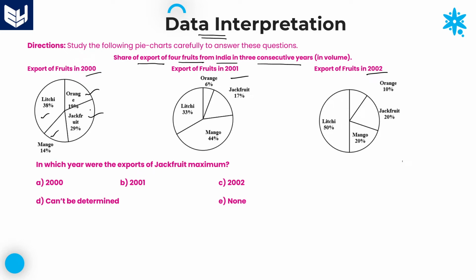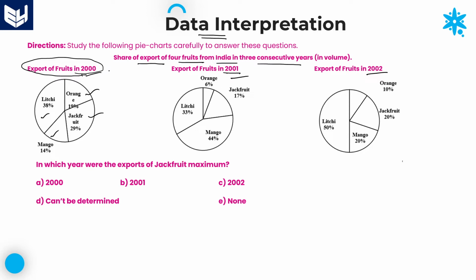In each and every year, the fruits are the same, no change in fruits, but there is a change in percentage in each and every year. Now, coming to the information, we don't know the total value. Total how many exports there are in 2000, 2001, and 2002, we don't know the total value, but we know only the percentage.